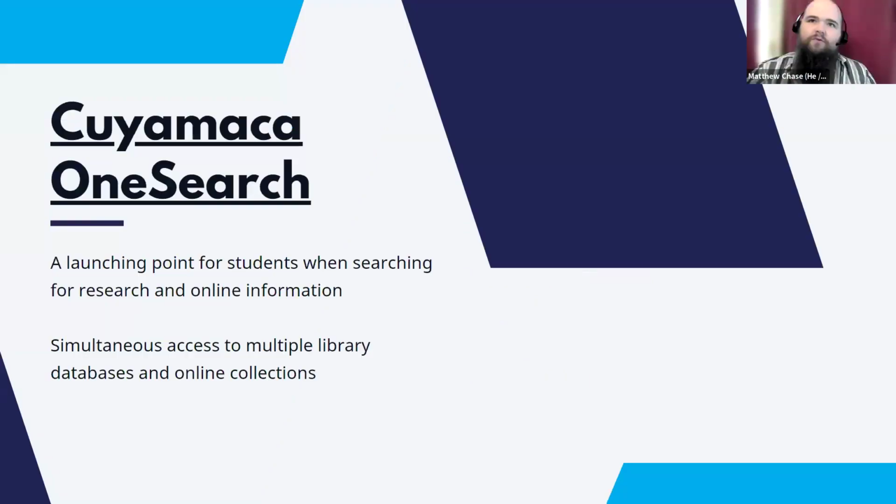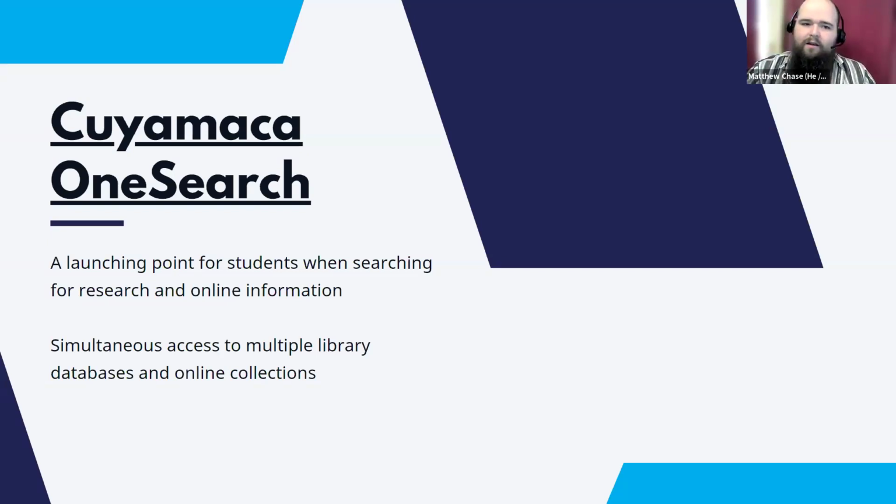The first research tool I wanted to outline here, in case you haven't seen it, is our Cuyamaca OneSearch. The library has access to over 100 different databases. From my last count, it was 127 different databases, which is a lot. All of them have different focuses in terms of topics or disciplines and other academic fields. So it's a lot to go through for a student, especially when they're starting out and don't necessarily know how to maximize their usage of all those different databases.